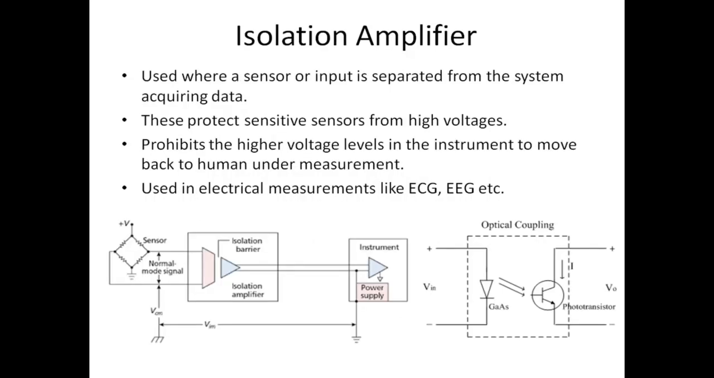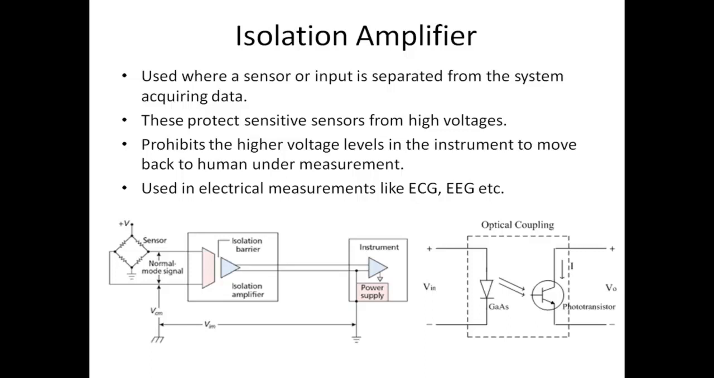Then we have the isolation amplifier. Now this amplifier is very important in terms of bio instruments. Isolation amplifiers are used in systems where a sensor or input is to be separated from the system that is acquiring data. These isolation barriers are helpful in protecting sensitive sensors from high voltages.